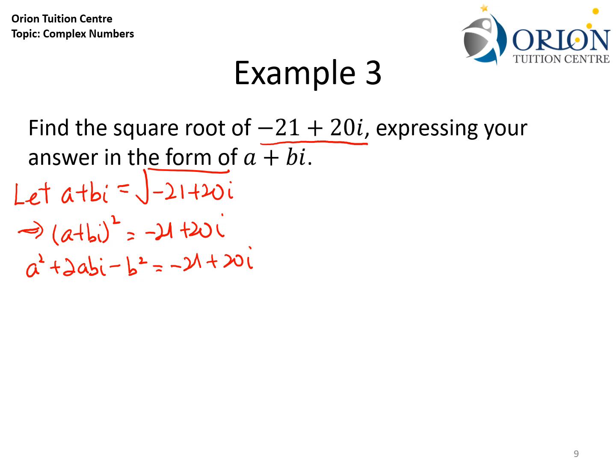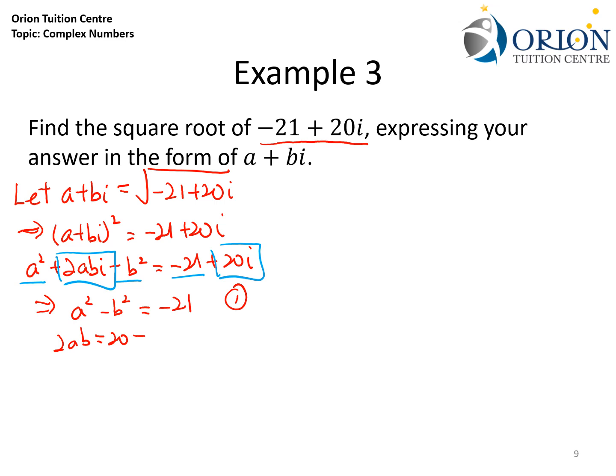So now what I can do is to compare the real terms versus the imaginary terms. And I can say that a squared minus b squared equals negative 21, and I'll call this equation 1. I can also say that 2ab must equal 20, which means that I can rewrite b as 10 over a, and I'll call this equation 2. So now I have two equations with two unknowns, a and b.